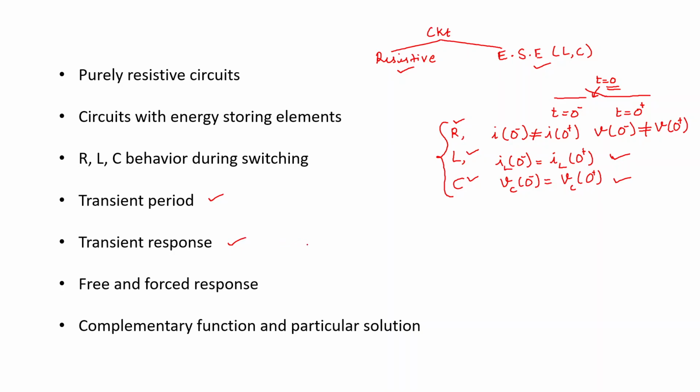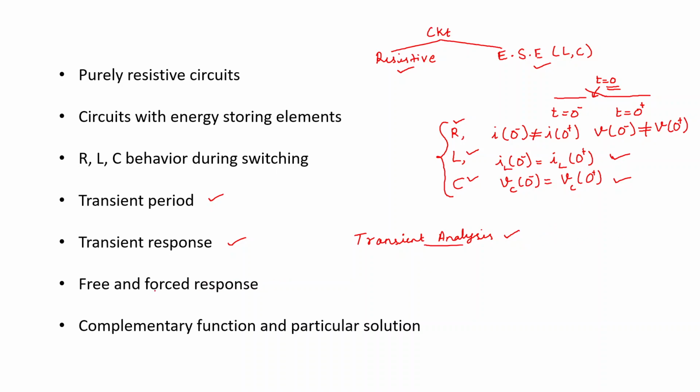So whenever there is going to be a switching activity in the circuit and your circuit is going to contain energy storing elements, then we are keen on analyzing what are the values of currents and voltages during this transient period. Such analysis is what is called transient analysis. So we are keen on looking into what is the value of current and voltage during this transient period. That analysis is called transient analysis. In the next videos we will be dealing with how to do transient analysis for various kinds of circuits.